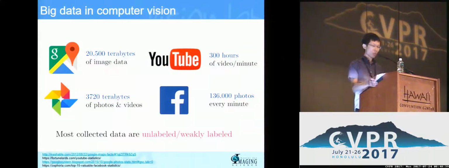In recent years, we have witnessed a large amount of available data in computer vision. Big data has created great opportunities for finding new information from data. However, the challenge is that most of the data collected these days are unlabeled or weakly labeled, and therefore we need algorithms that can find patterns in this data.